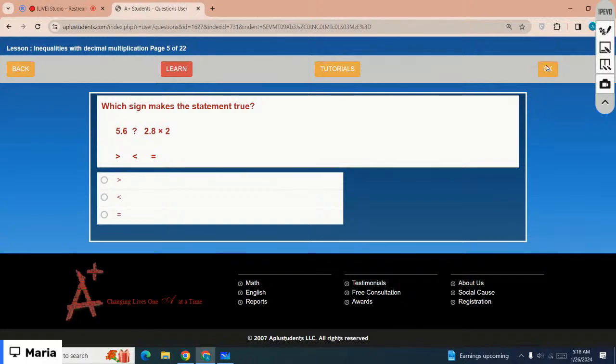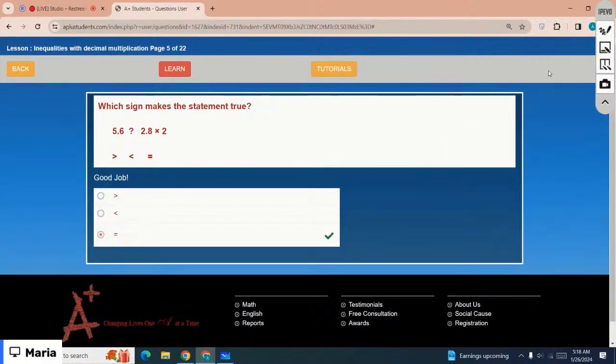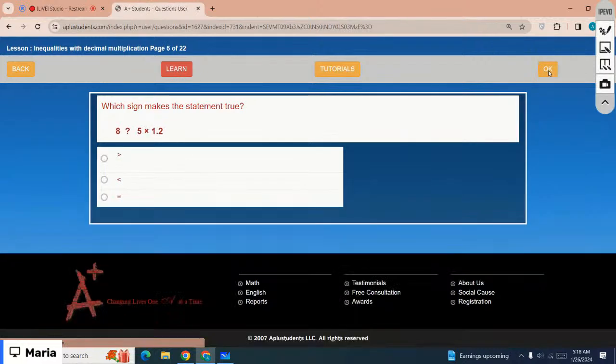Yes, they both are exactly equal, right? Because 2 times 2.8 is also 5.6. So they both are exactly equal. Very good. The next one is you have to compare 8 to 5 times 1.2. So which is the correct option?